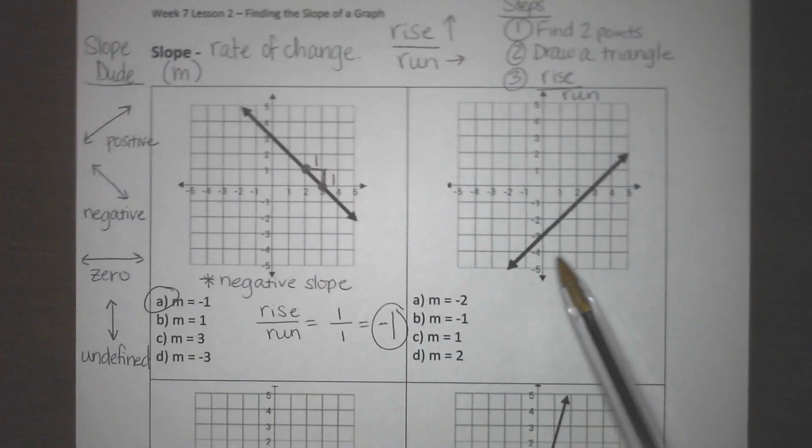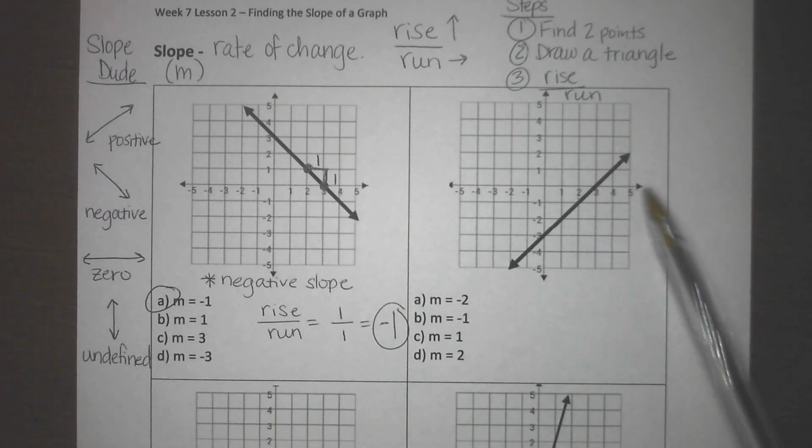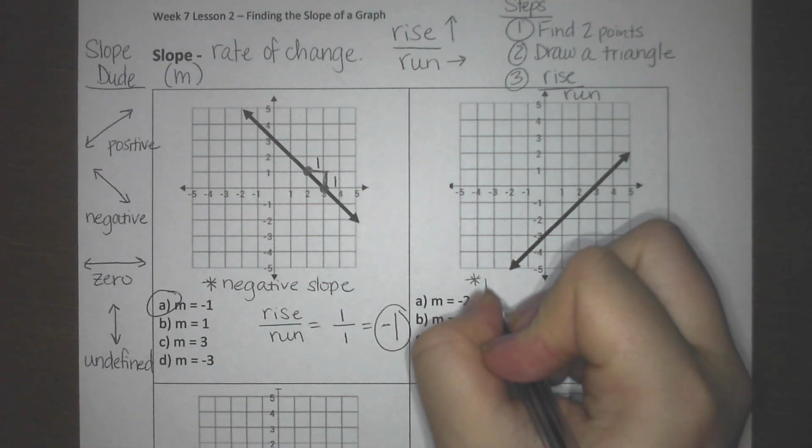Let's figure out what type of slope we have first, and then we'll move on. So it looks like I'm going puff, puff, positive for this slope. So we'd say this is a positive slope.